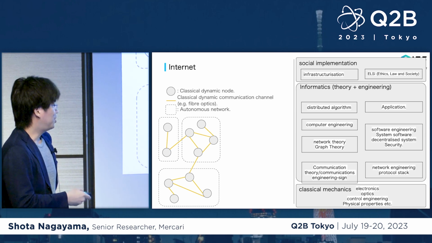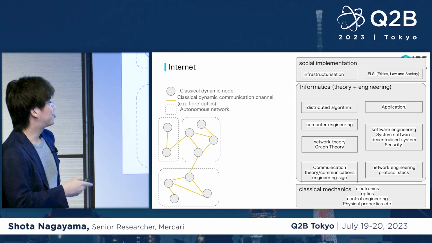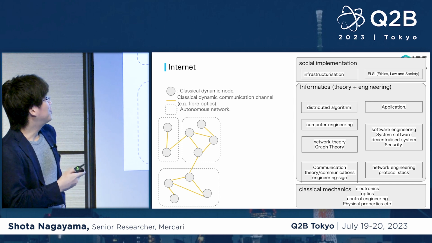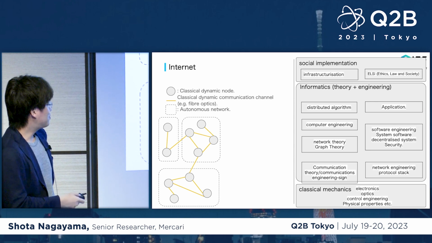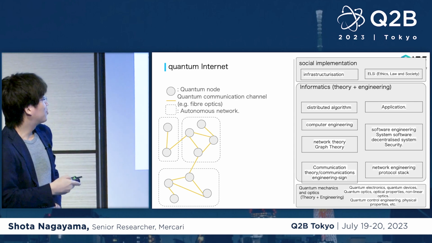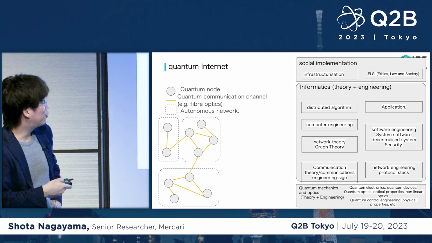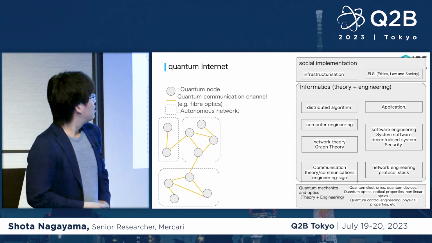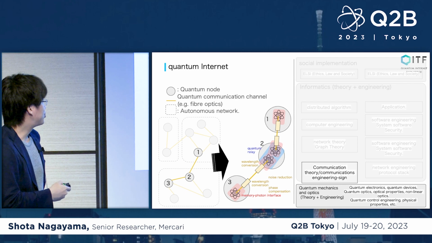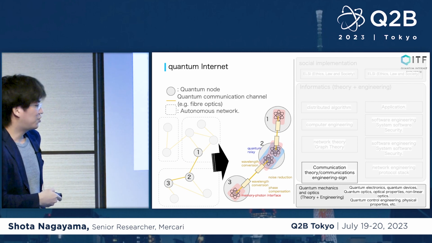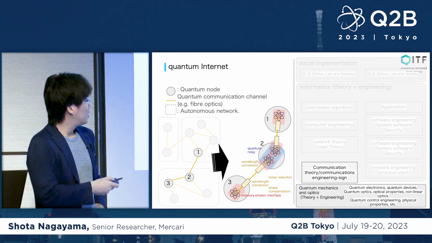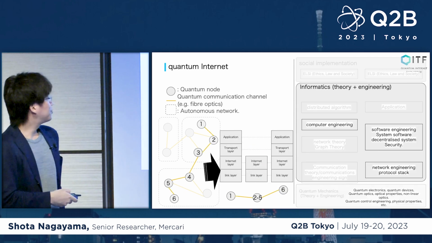In the case of classical internet, we have the electronics, optics, and then network engineering and software engineering on top. Then infrastructure and the application were there. But in the case of the quantum internet, we have quantum informatics and quantum mechanics. That is the difference. And at the bottom, we have the interface between photons. That kind of research will need to take place.